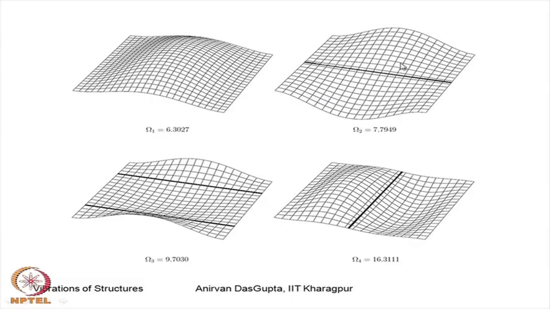This is the second mode. This is an asymmetric mode with one nodal line at the center. Here this is the next higher mode with 2 nodal lines, and here you have one nodal line parallel to the support. Here you can see the displacement of the stiffened edge is very low.